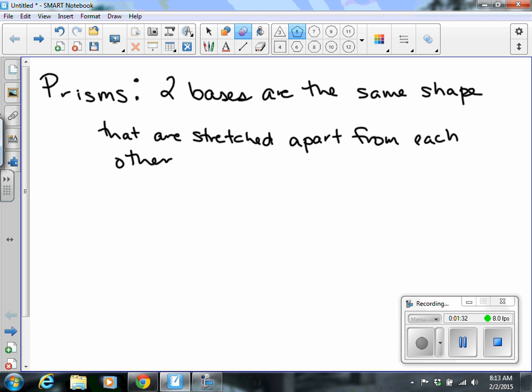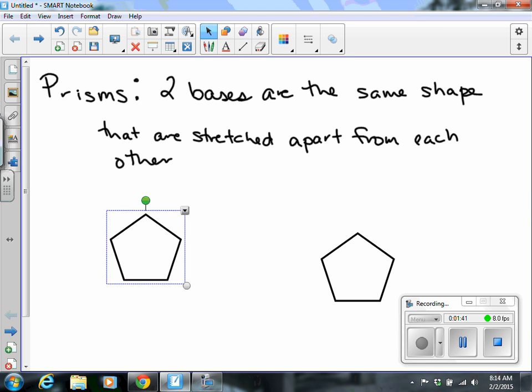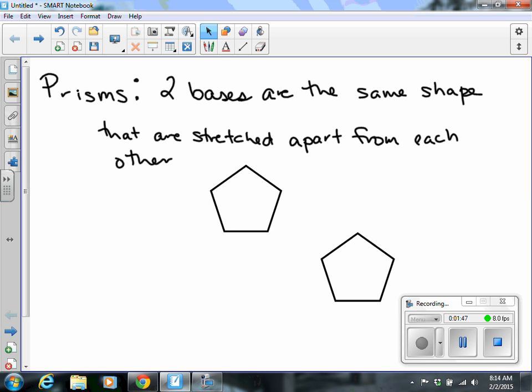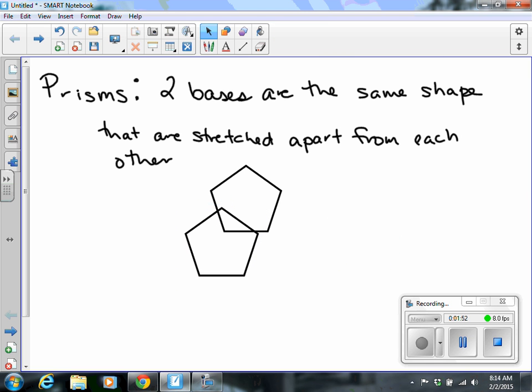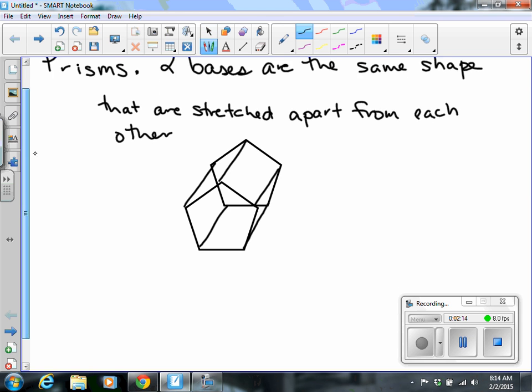If I have a pentagon, and then I connect all of my corresponding vertices, as you can see, it's kind of like drawing a 3D box, but this time I have a pentagon. The two bases are my pentagons, and they are stretched apart from each other. So obviously we've already gone into a little bit more depth here.